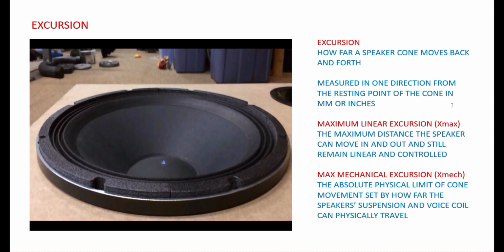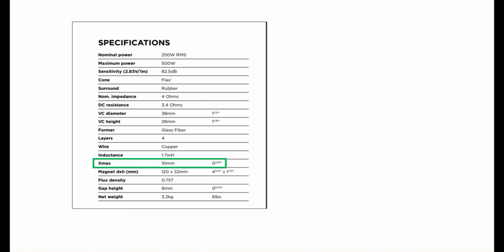And that's why Xmax is such a popular parameter when you're looking at speaker specifications. So Xmax is how far the speaker can move and stay undistorted. Xmech is the actual physical limit of the cone's travel, right? So it's how physically far it can travel forward and back before the speaker gets damaged, right? So when we look at technical data sheets, we tend to find Xmax is generally on the sheets, but Xmech is not. So in this case, this speaker has an Xmax of 10 millimeters or 3/8 of an inch.